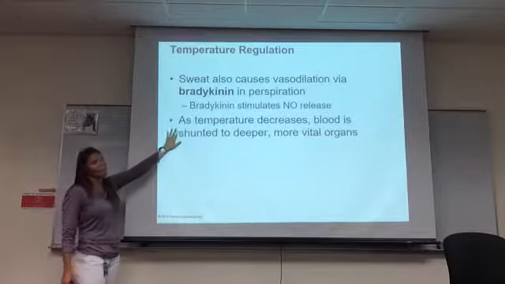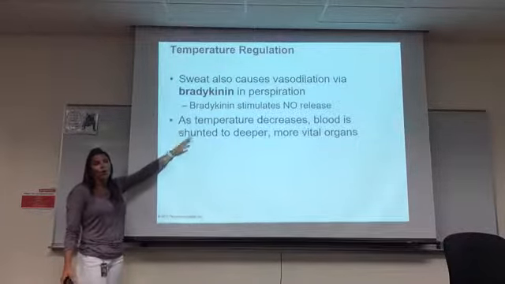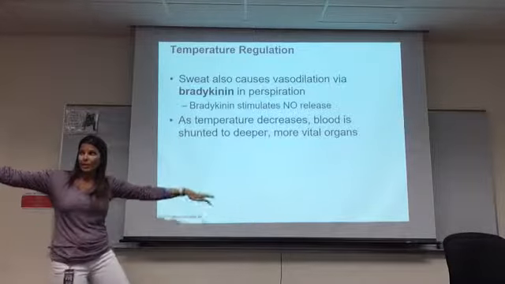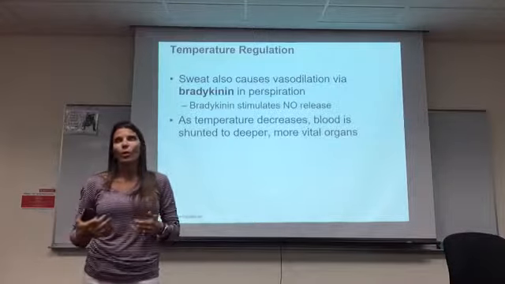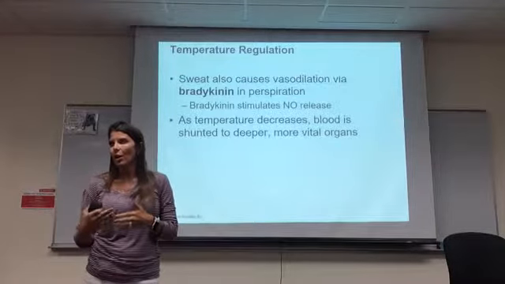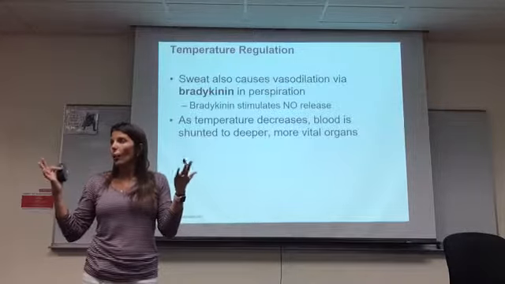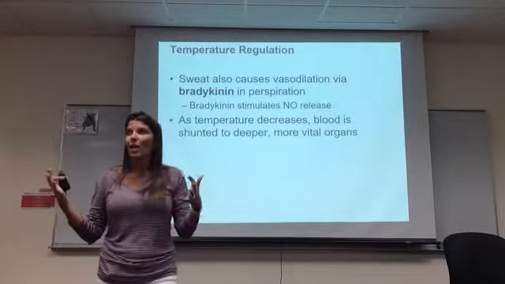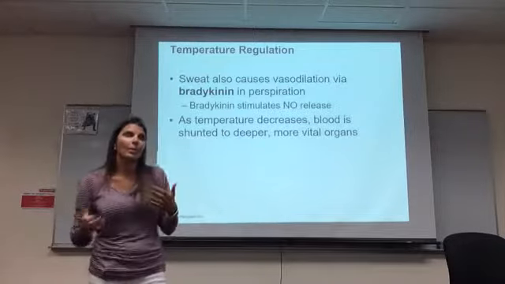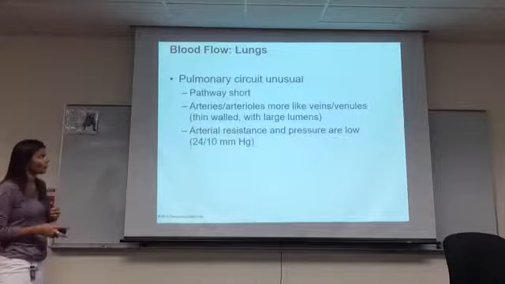If your temperature decreases on the flip side, you start to get colder, your blood is shunted from your limbs, and it's kept here in your core, which is why when people are in really cold conditions, they talk about having frostbite, because your blood will be shunted from these areas. Not completely cut off, but minimal blood makes its way to those tissues if you're super cold.